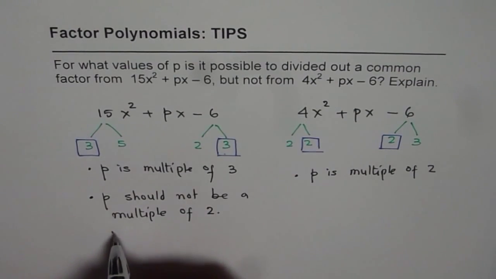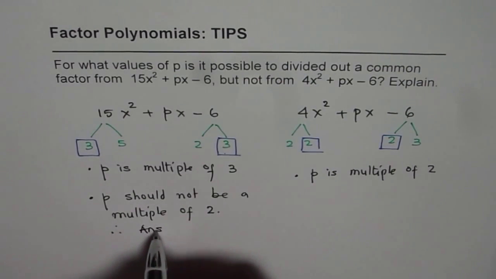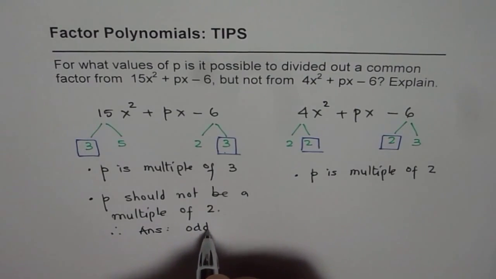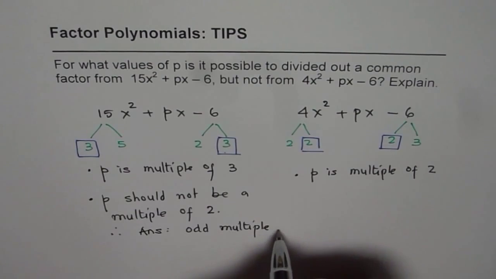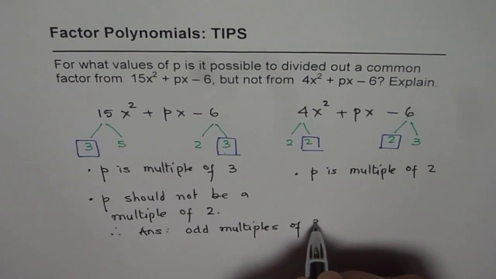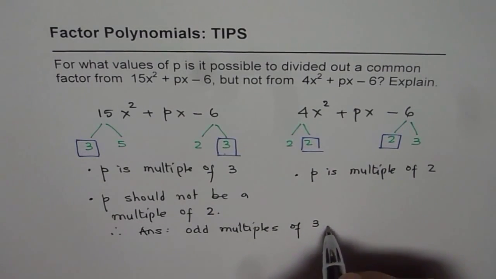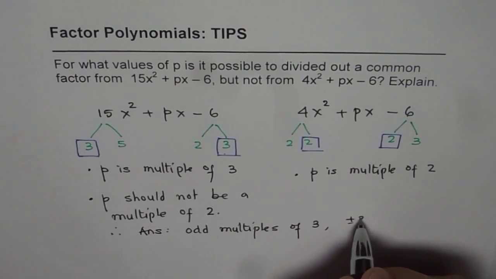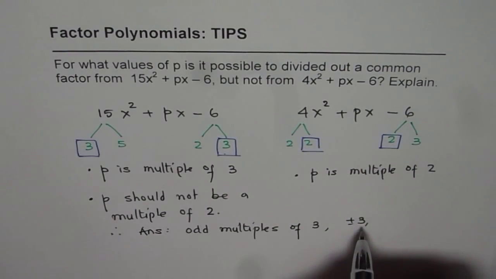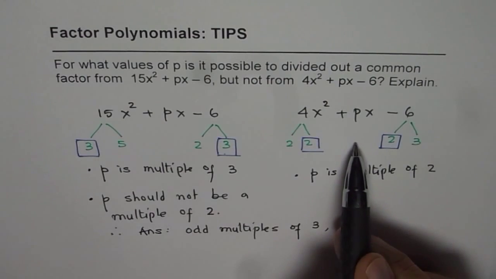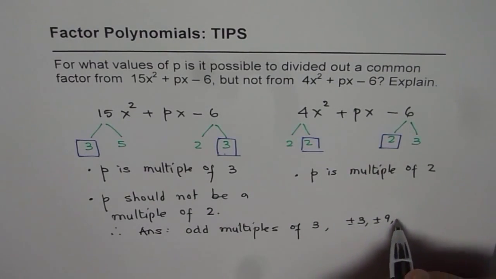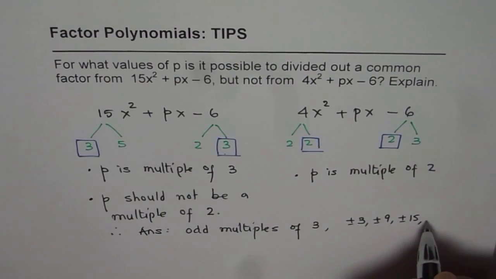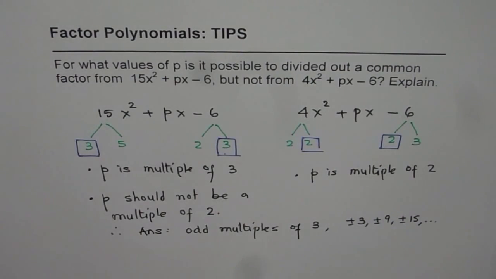Therefore, the answer is odd multiples, not even multiples. Odd multiples of 3, right, is the answer, right? For example, we can have plus minus 3. Then we cannot have plus minus 6 because then this can also be factored. Then we can have plus minus 9, not 12, but we can have 15, right? Like this. So that is how we have to think and solve this question.